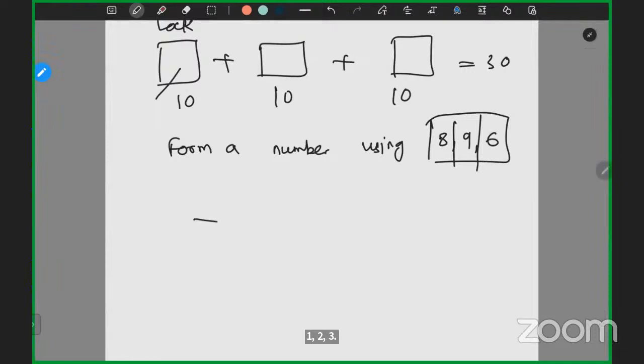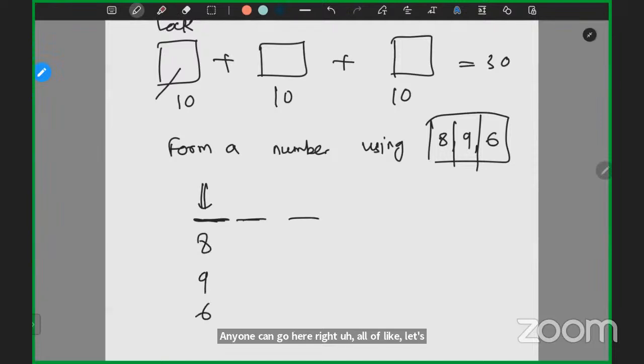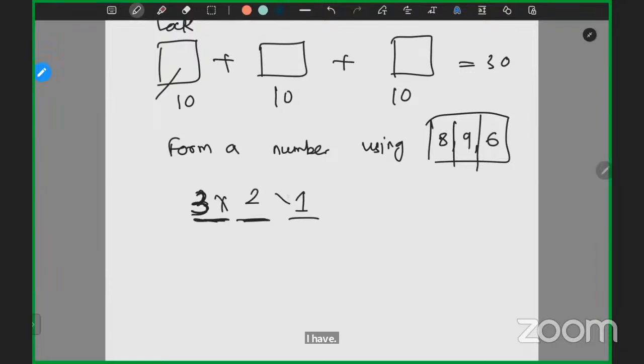Now, I have 3 positions open. Anyone can go here, right? 8 can come here, 9 can come here, 6 can come here. So how many ways can I put it? All 3 are available to me at the first position. Then at the next position, I have 2, and then 1. So this is actually factorial. Repetition not allowed.